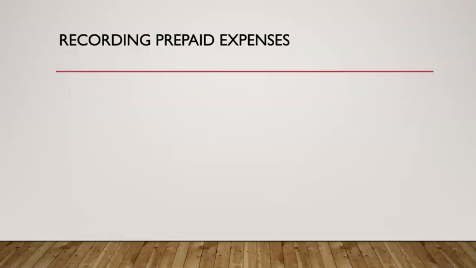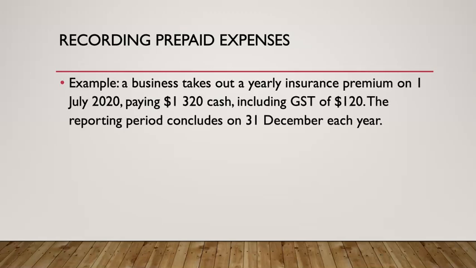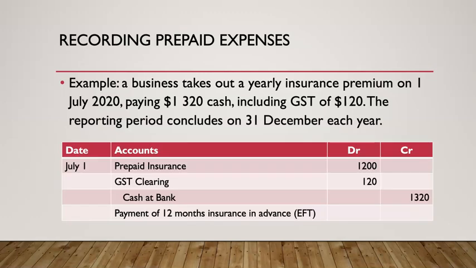So let's look at another example and think about it in terms of debits and credits. In this example, we are going to use July 2020, and the business has taken out a yearly insurance premium on the 1st of July, paying $1,300.20 of cash, which includes GST of $120. Their reporting period concludes on 31st of December each year. How would I record this when I first paid for this? Like so. I have prepaid insurance.